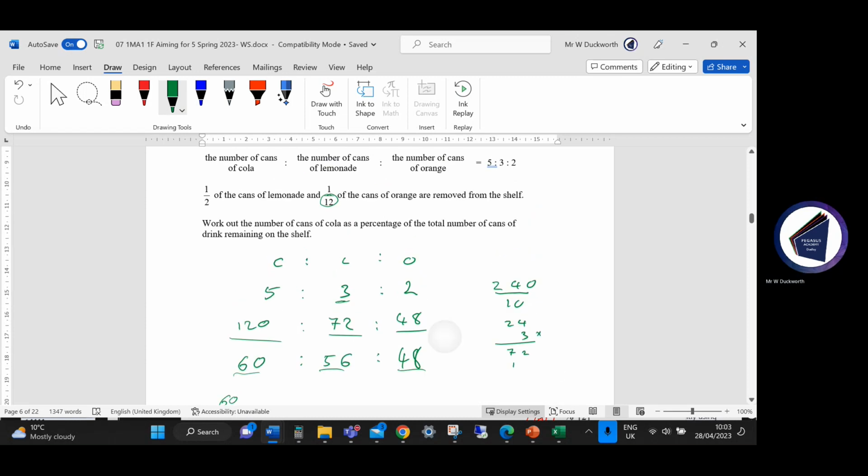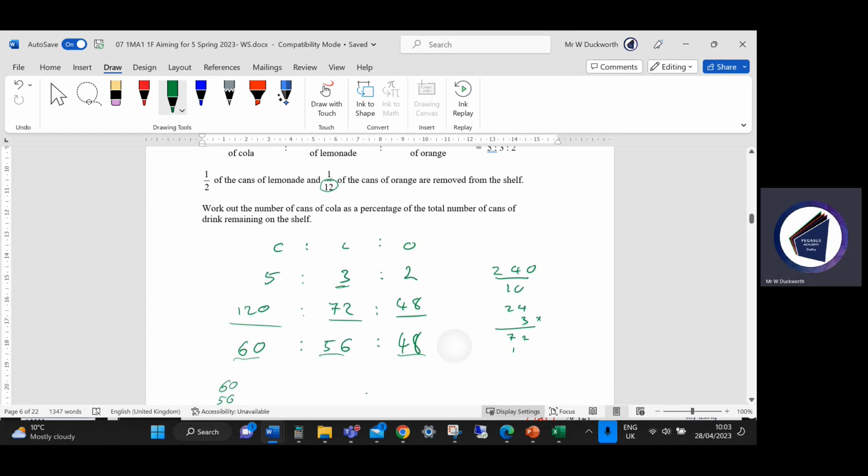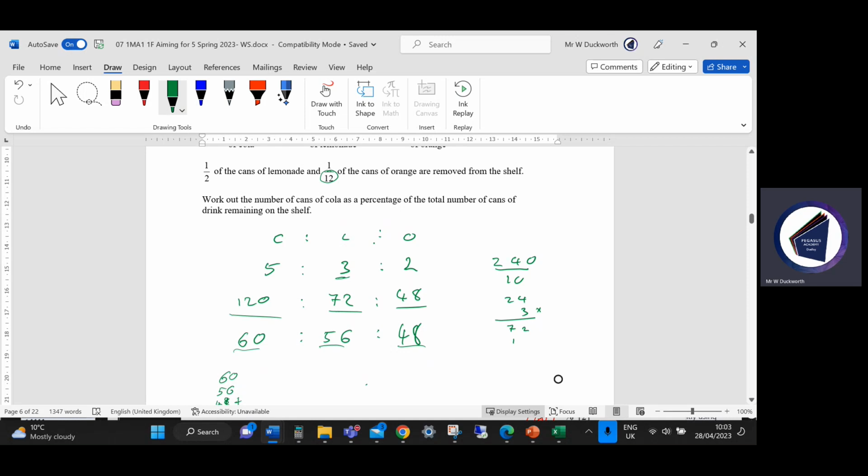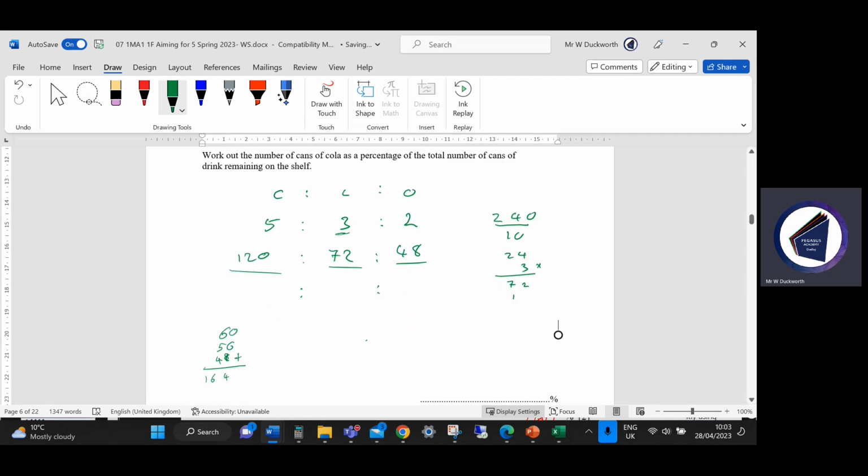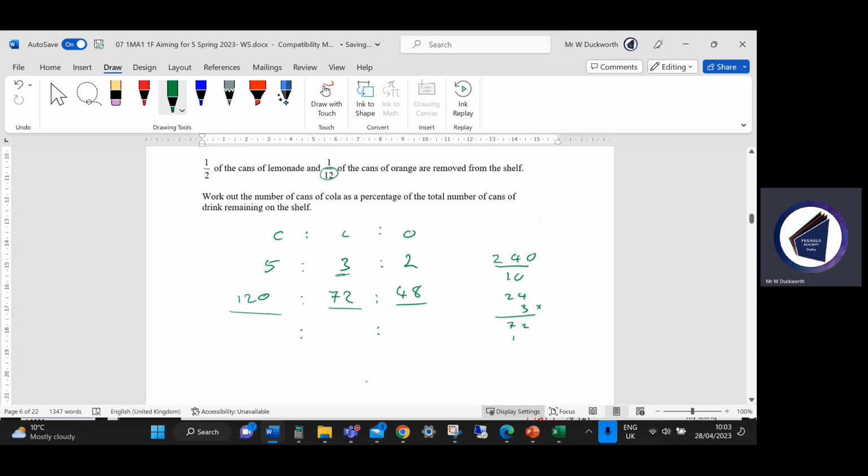Right. I'm really struggling with this question. I've just realized I've taken half of the lemonade, so I've done these figures wrong. I thought they weren't looking very nice. So not a very well done question so far. Right, let's look at that again. The numbers weren't working, and there's a reason. It's half of the lemonade and 1/12 of the orange, so I've got that the wrong way around. Half of the lemonade would be half of 72, so I've got 36 lemonade, and then 1/12 of the orange are removed.